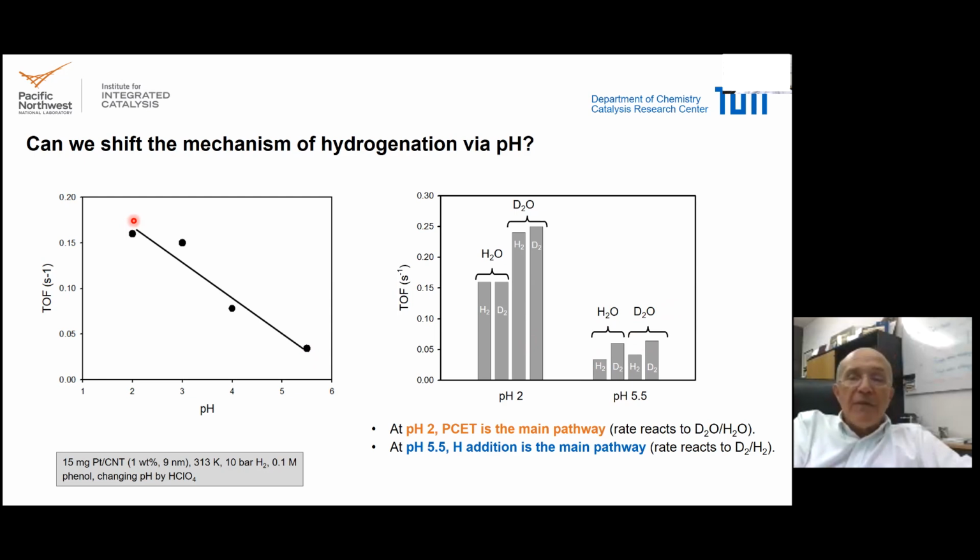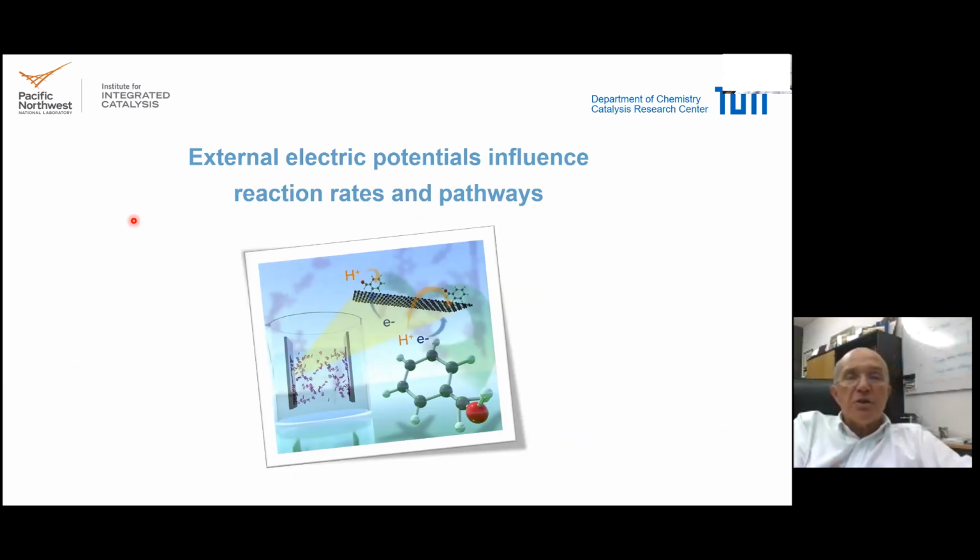So having shown how much we can influence by changing the local environment, changing the charge, changing the hydronium ion concentration, and changing the solvent, let me turn at the end of this lecture to the additional factor of an external electric potential and its influence on reaction rates and pathways.